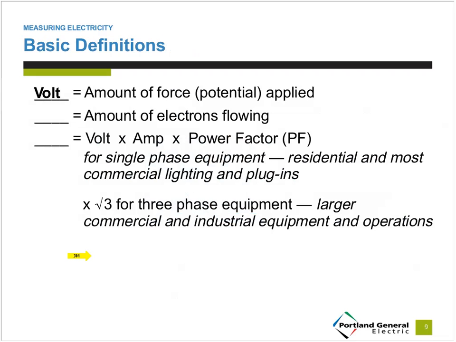So volt is the amount of force or potential applied. Amp is the amount of electrons flowing. The watt is the volts times the amps times something called the power factor. For single-phase equipment, residential and most commercial lighting and plug-ins is single-phase. If you have a larger commercial or industrial operation, you will take that formula times the square root of 3 for larger commercial and industrial equipment and operations. These are the basic math formulas. Ohms, the amount of resistance to the flow, will not be used in today's calculations.